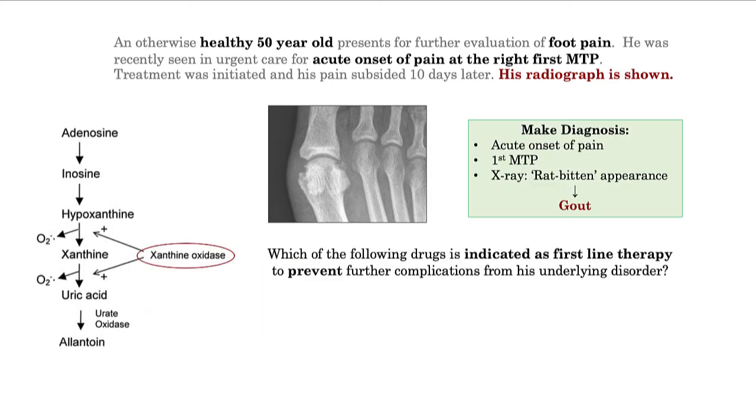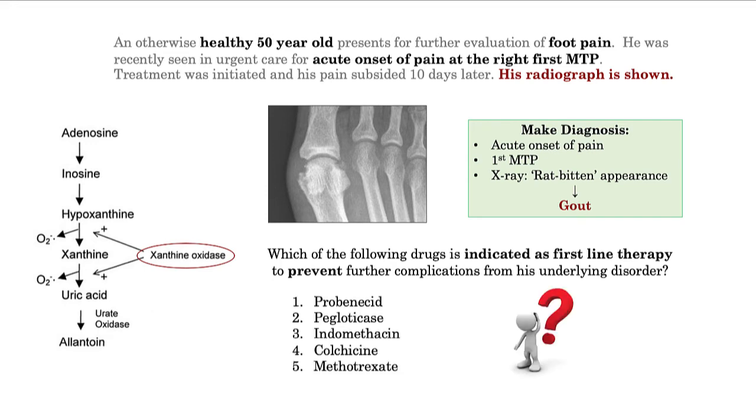But now they want us to treat this patient to prevent further erosive damage. So we conjure up the purine salvage pathway and know that xanthine oxidase converts the xanthine metabolites into uric acid. So let's treat this guy with a xanthine oxidase inhibitor. Except for one problem. They didn't offer one.